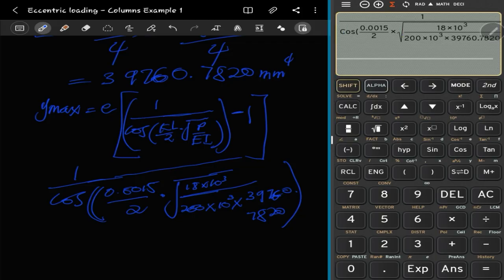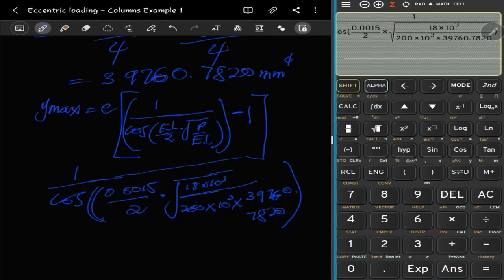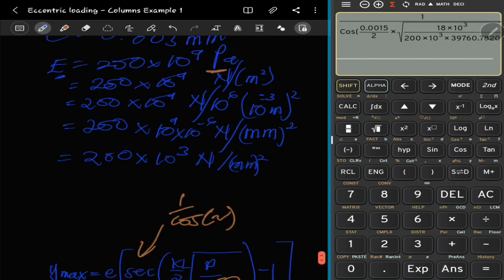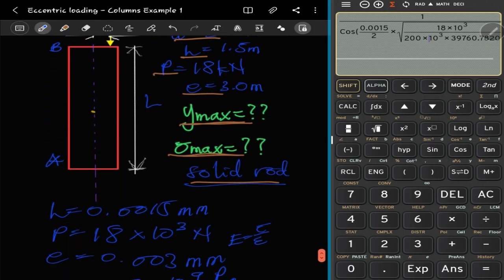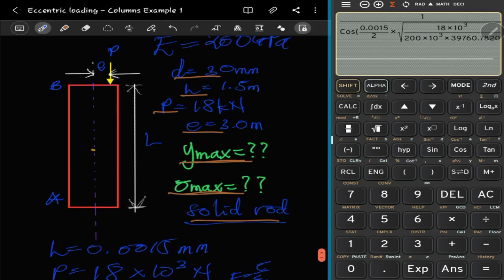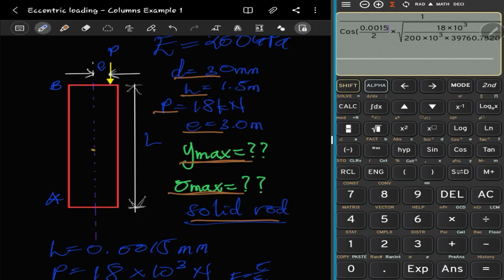Let's see if you're actually punching the right thing. 1 on this, 5 on 2. The length, let's see. Oh, here's the issue. The length is 1.5 m. So that 1.5, if we convert to mm, it will be a different value. So you see, unit conversion is very important.